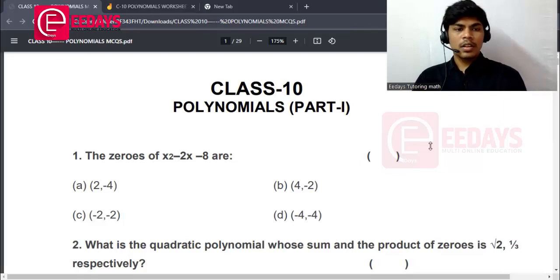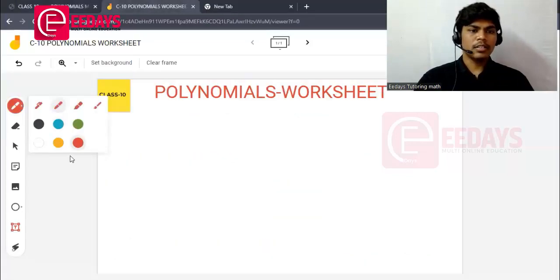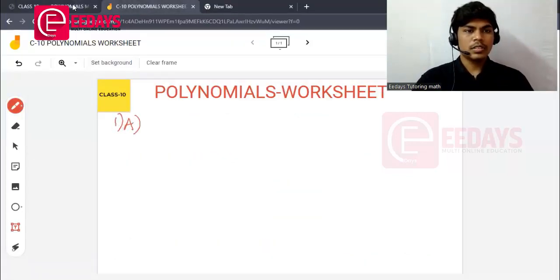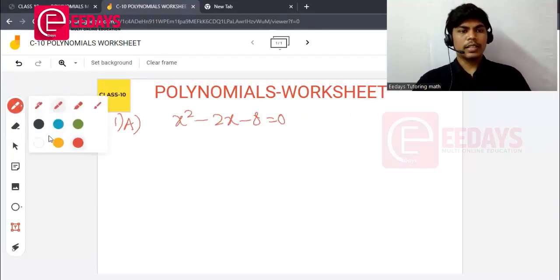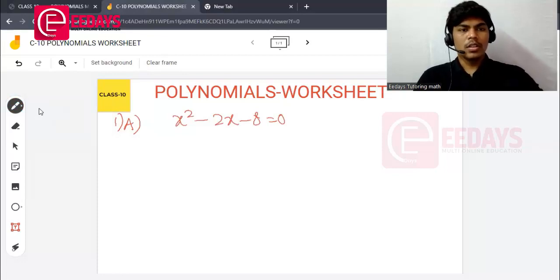Polynomial part one. Find the zeros of x square minus 2x minus 8. How to solve this one? Zeros of polynomial. How to find this? Let's write the question first. First question. x square minus 2x minus 8. So this is the equation. You just find the zeros of the polynomial. In polynomials we generally call them zeros, but when it comes to the quadratic equation chapter, we call them roots. How to solve this one?